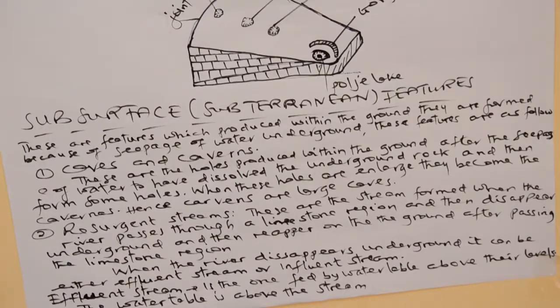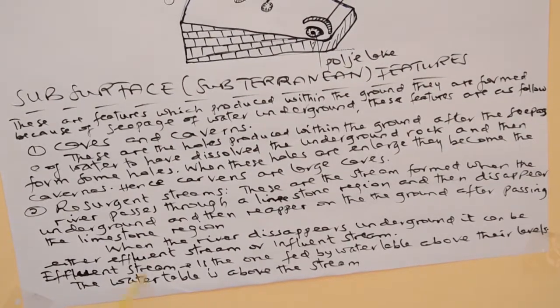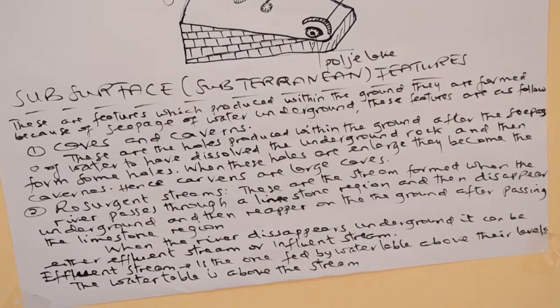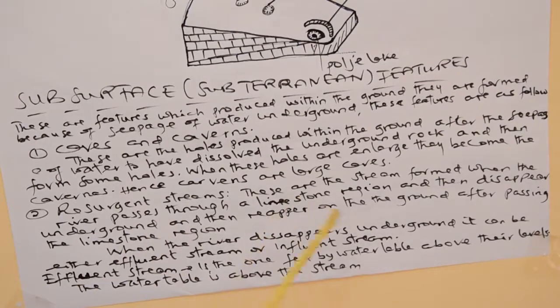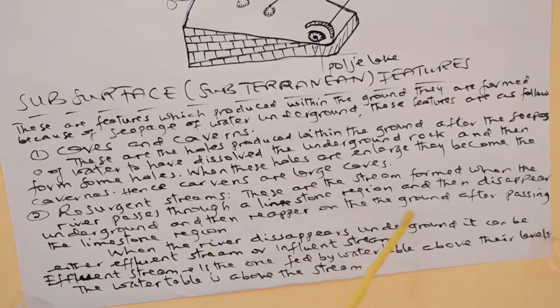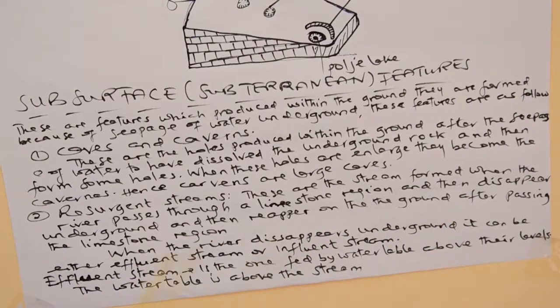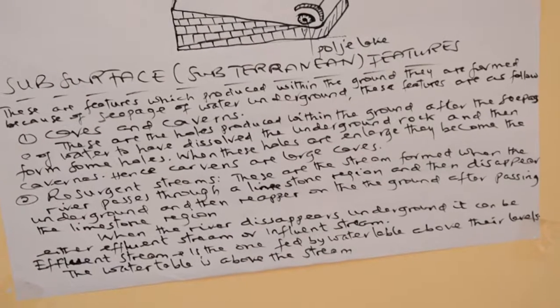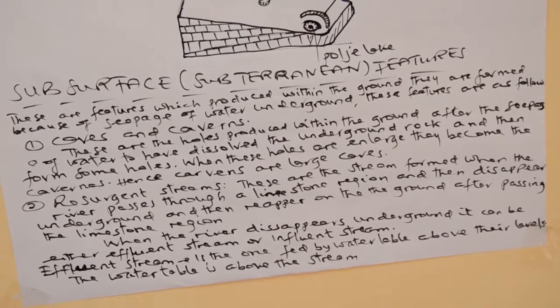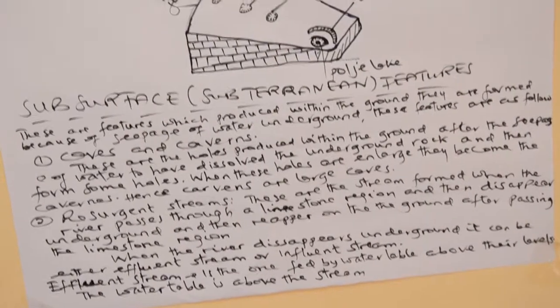Not only that, but there is another feature called resurgent streams. These are streams formed when a river passes through a limestone region, disappears underground, and then appears on the ground after passing the limestone region. This is part of drainage patterns, where the water can pass within the ground for a long distance and emerge on the surface.